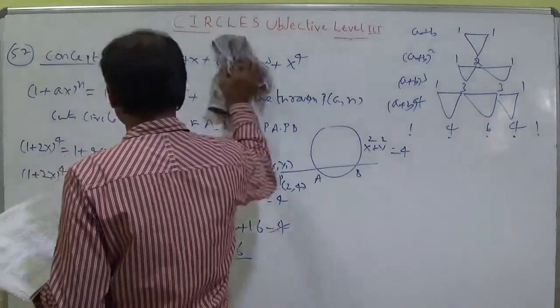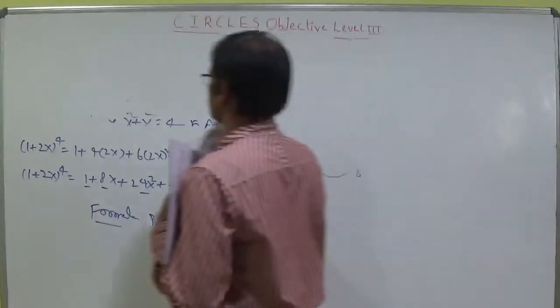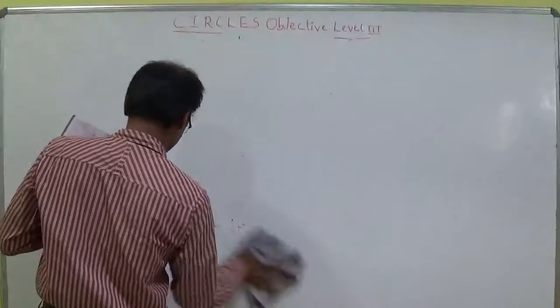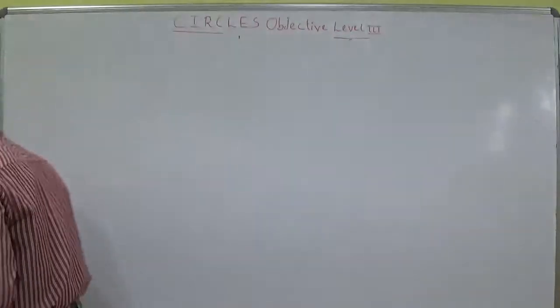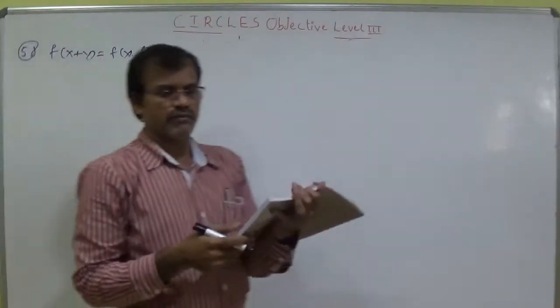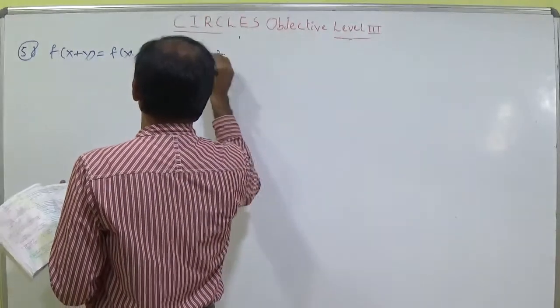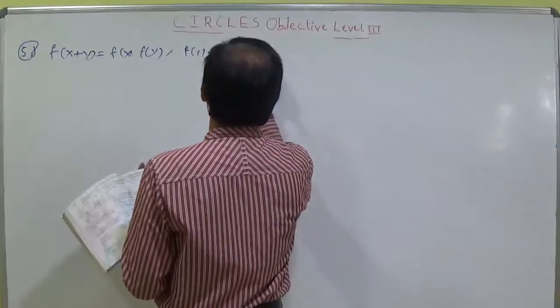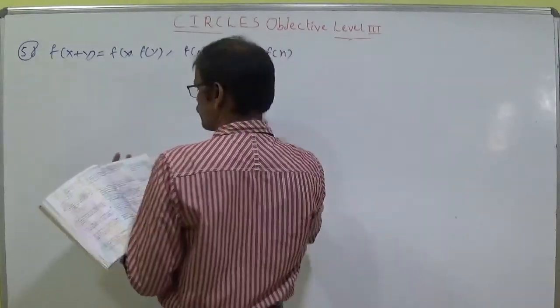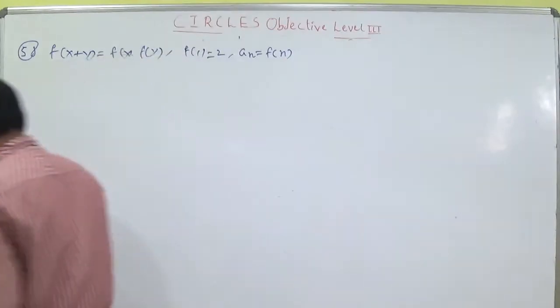Now let us discuss the 58th question. If f of x plus y is equal to f of x dot f of y for all x, y, f of 1 is equal to 2, and a n is equal to f n, n belongs to N, the equation of the circle having a1, a2, a3, a4 as the end points of diameter.